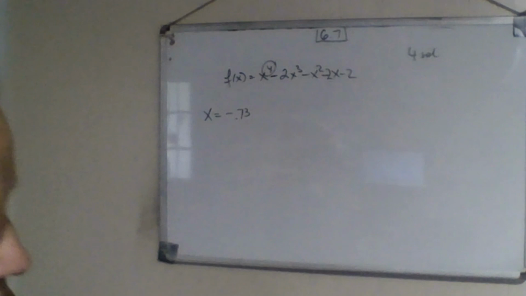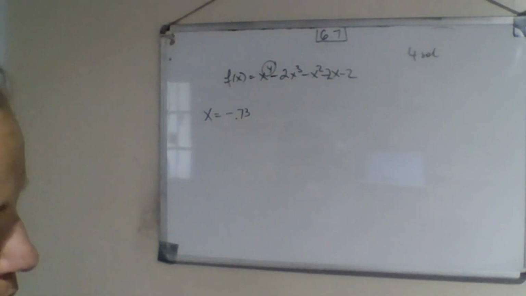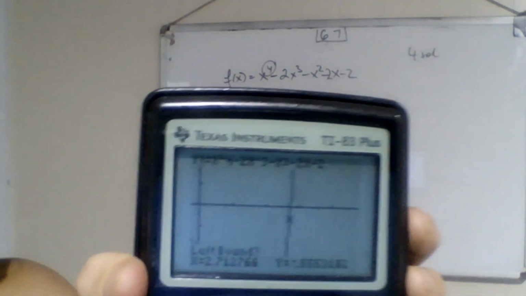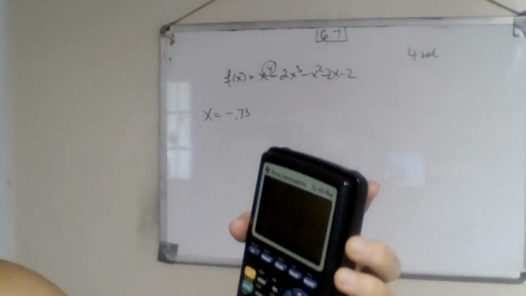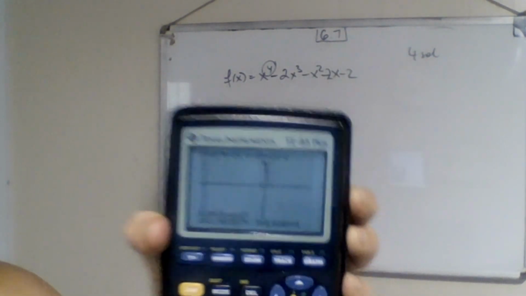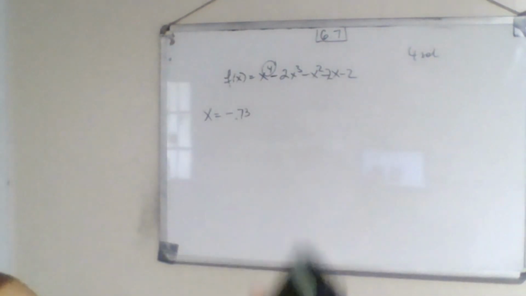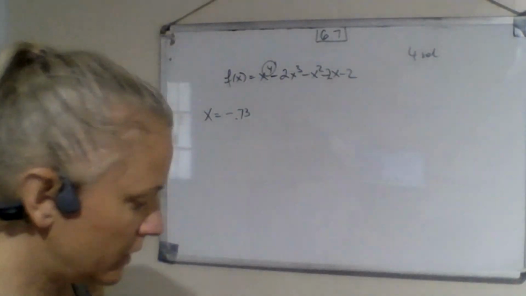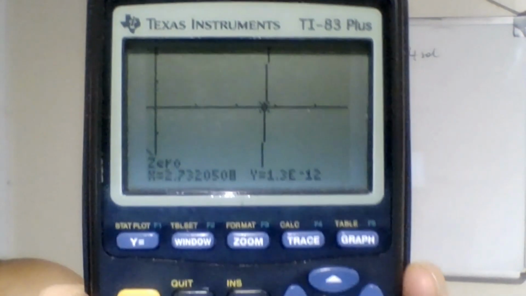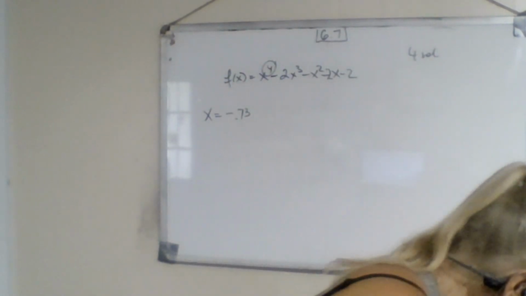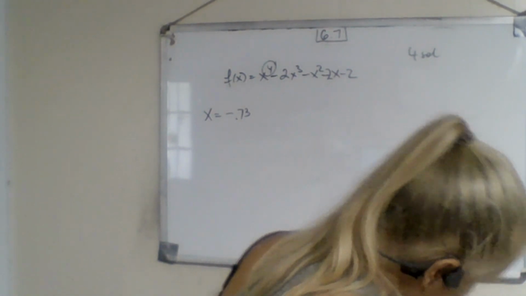Hit enter. It's going to tell me what is your left bound. We're going to move until we see the left bound, which is right underneath the graph. That's my left bound. Okay, I'm going to move it up and I'm going to tell it that's my right bound. And it's going to ask me, do you want me to guess it? We said yes. And my solution to this one is x equals 2.73.